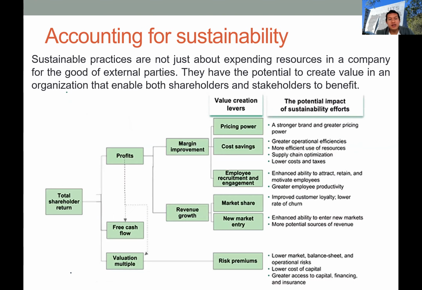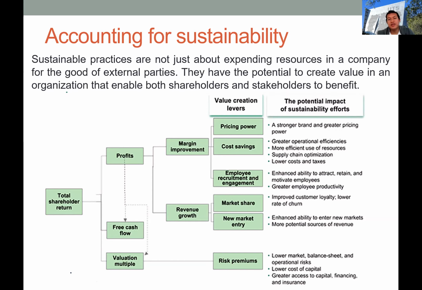Okay, and there is one framework that tries to map how these sustainability and responsibility activities translate into the company's financial performance. This framework is called the value creation levers. Basically we have 6 value creation levers, and each lever tries to capture the impact of sustainability or responsibility programs or activities done by the company.